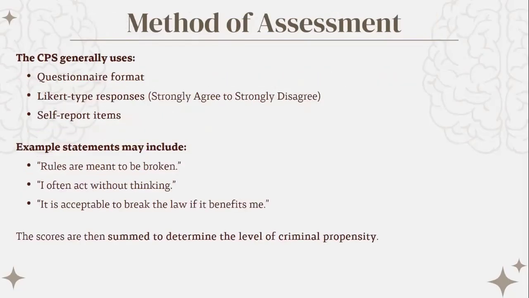This test generally uses a questionnaire format. Here we have Likert-type responses, strongly agree to strongly disagree, and self-report items are also here. Example statements may include: rules are meant to be broken; I often act without thinking; it is acceptable to break the law if it benefits me. The scores are then summed to determine the level of criminal propensity.